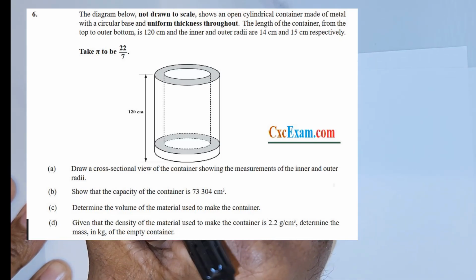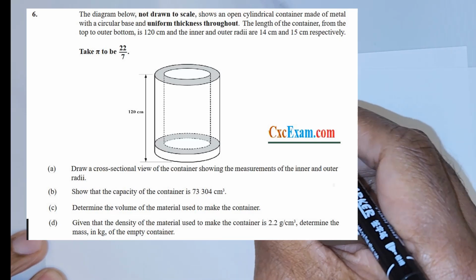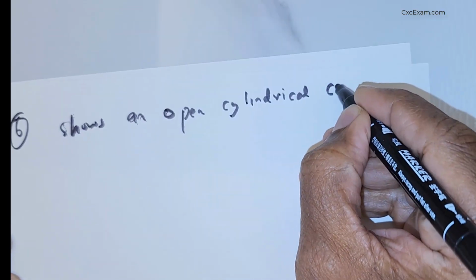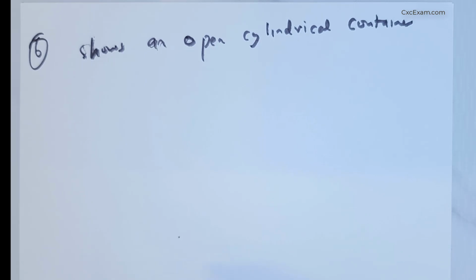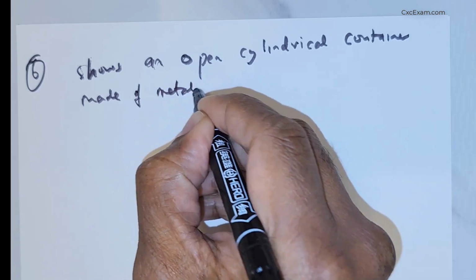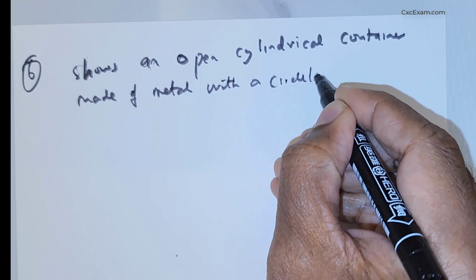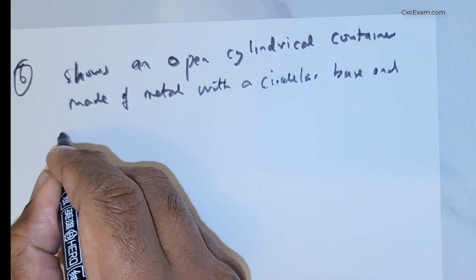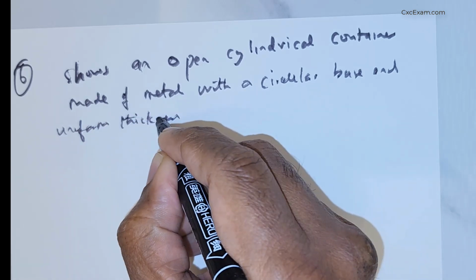It shows an open cylinder. It's actually a cylindrical container, and it is made of metal with a circular base and a uniform thickness throughout.